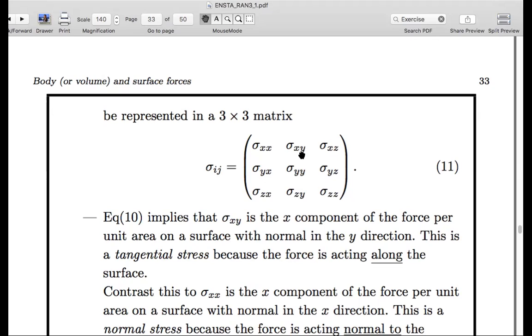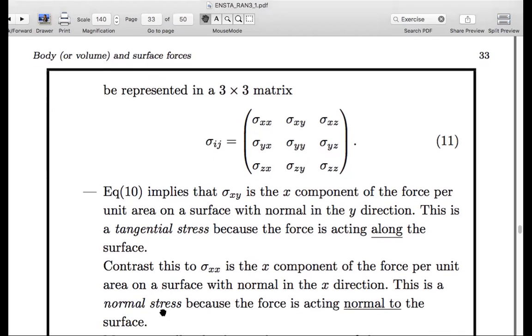So these stresses classify into tangential stresses where the force is along the surface, or they're normal stresses. When they're normal stresses, the force is in the direction of the normal. Can someone give me an example of a normal stress term? Sigma xx, the force is in the x direction and it's on the surface with the normal in the x direction. Sigma zz is the third one. So in other words, the normal stresses are on the diagonal of this matrix.